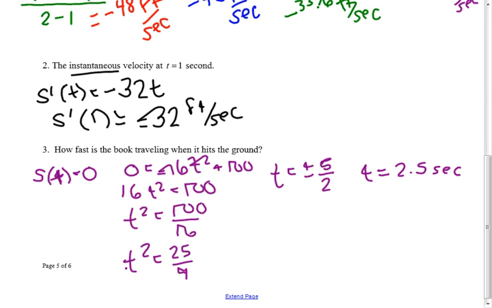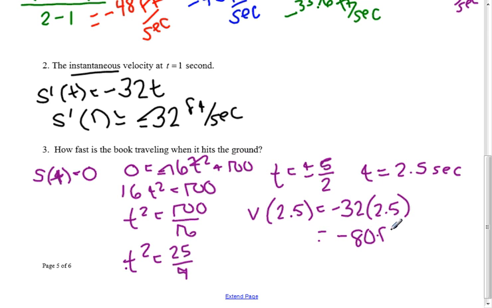So we have v of 2.5. So we get negative 32 times 2.5. Alright, so we get negative 80 feet per second. So that's how fast this was traveling when it hits the ground.